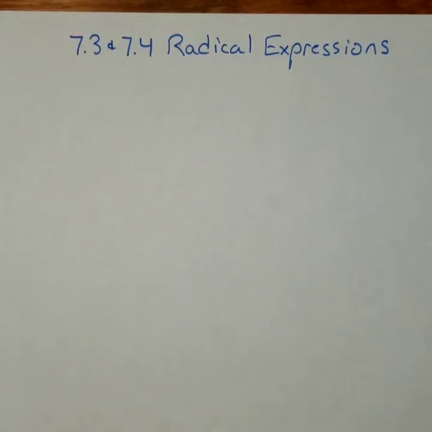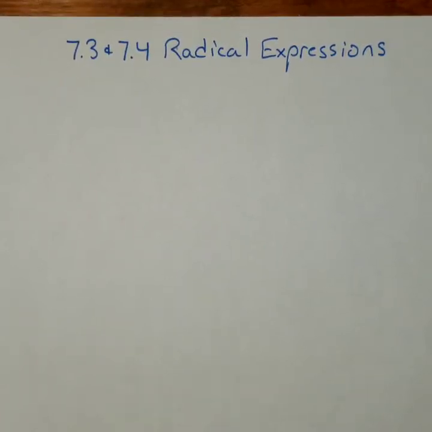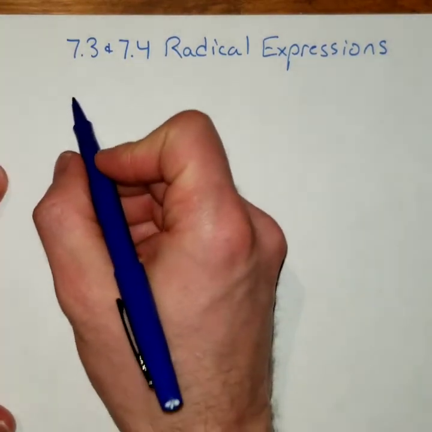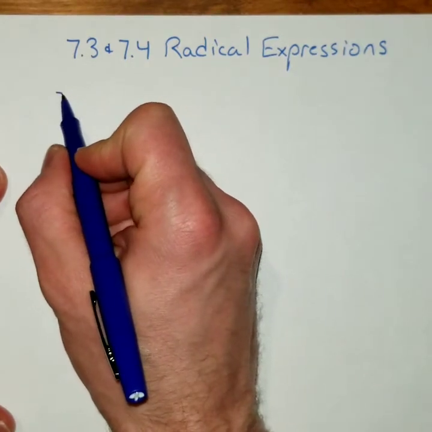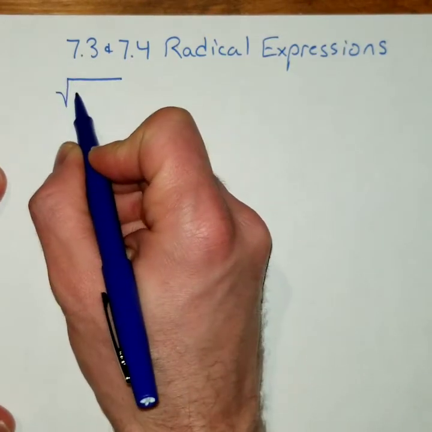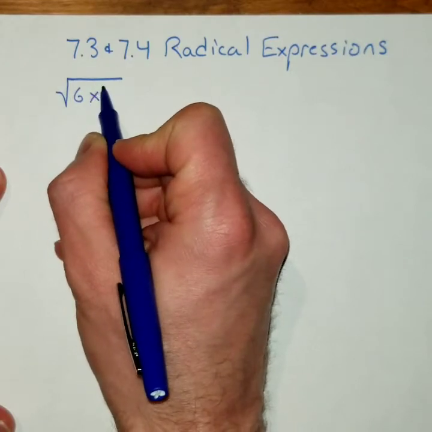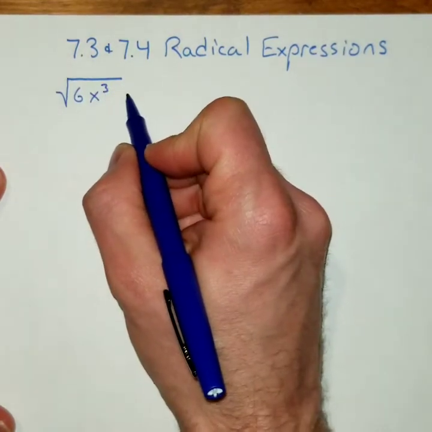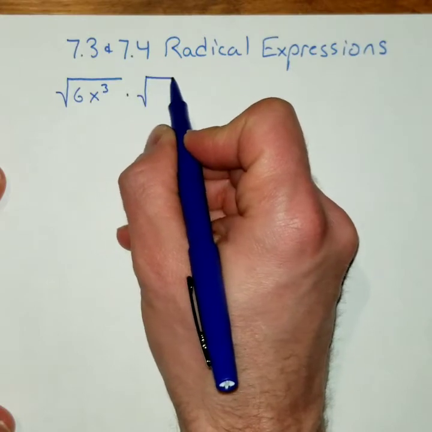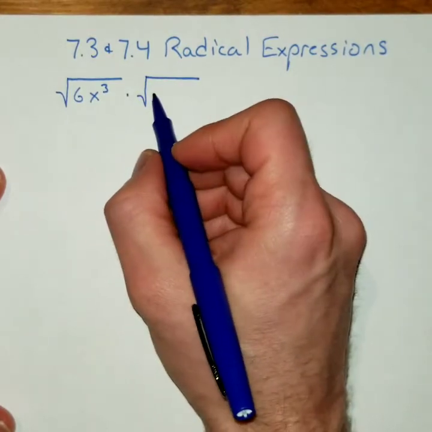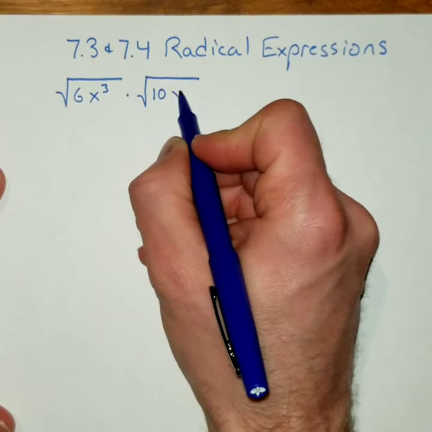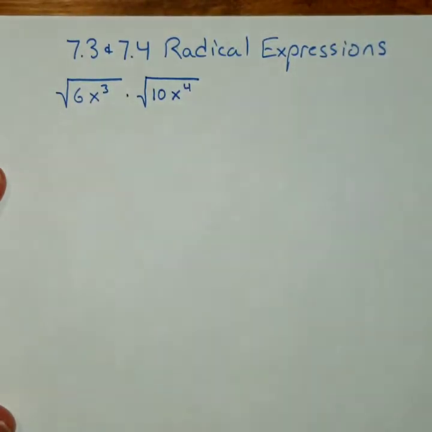Alright, finally we're just going to look at some examples where you have to do some adding and subtracting and multiplying and dividing of radical expressions and then simplify if needed. I'm going to start with a couple multiplying problems. Just kind of make these up on the fly, I guess. We could do something like the square root of 6x cubed times the square root of, let's do 10x to the fourth.